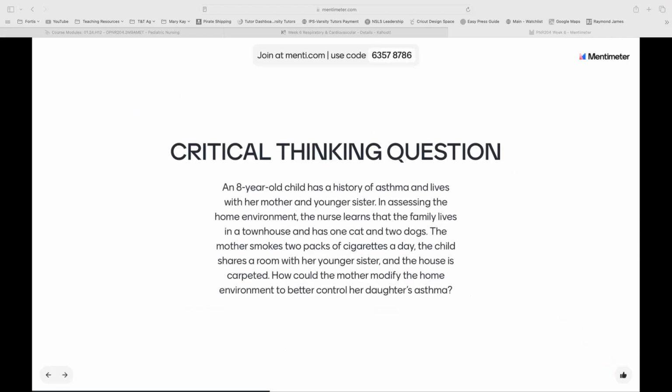So here we have our first critical thinking question. We have an 8-year-old with a history of asthma, lives with mom and younger sister. We're looking at the home environment and learn that the family is in a townhouse, has a cat and 2 dogs, mom smokes, and the child shares a room with younger sister. They've got carpet in the house. How do we modify the home environment to get better control of her asthma?